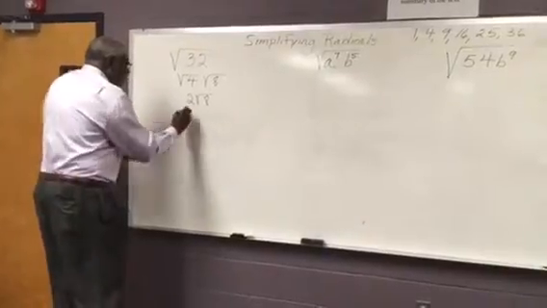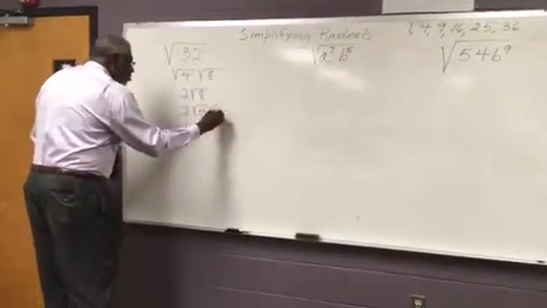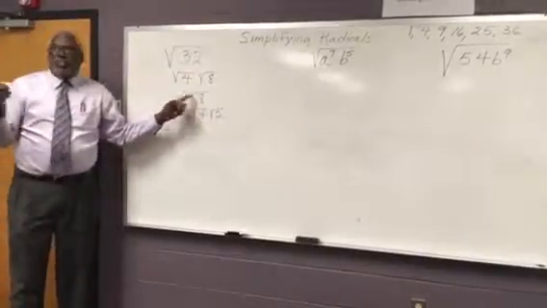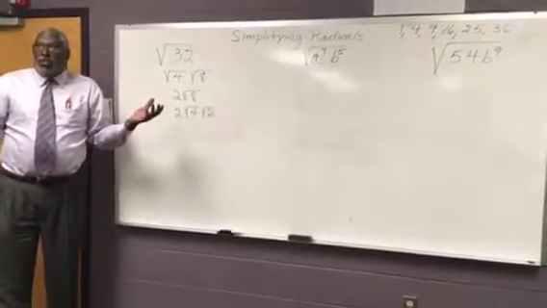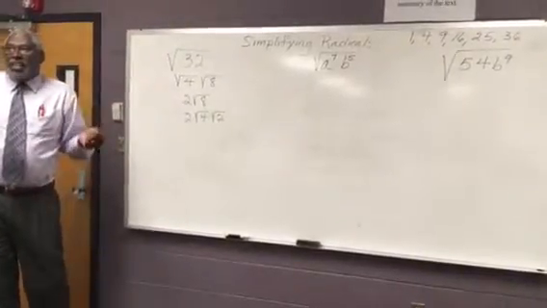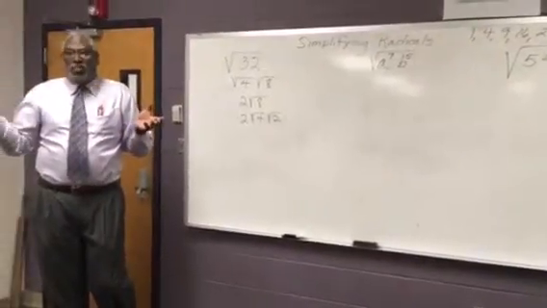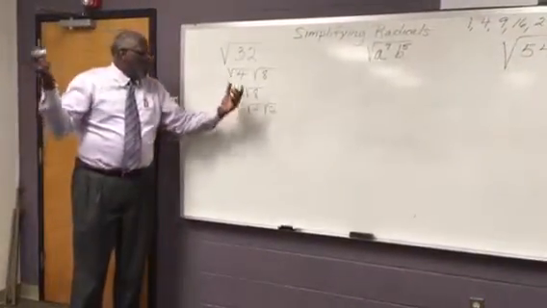So really what I have is 2 times the square root of 4 times the square root of 2. Because we know that radicals act just like numbers. If I multiply 8 times 8 and get 64, then I can take square root of 8 times square root of 8 and get square root of 64. Okay? They work the same way.